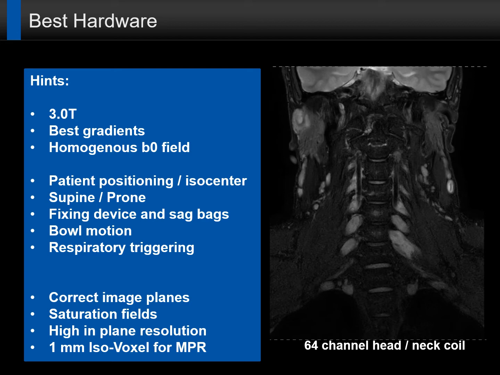So all these surrounding settings are very important to improve image quality, and do not underestimate this. You really need to work together with your clinicians to have the setting around the patient set up very, very carefully and accurately.